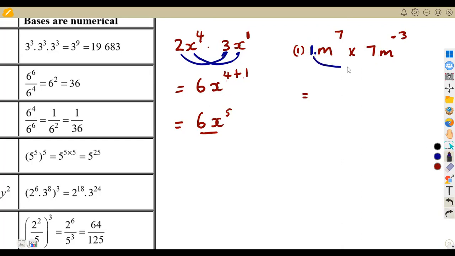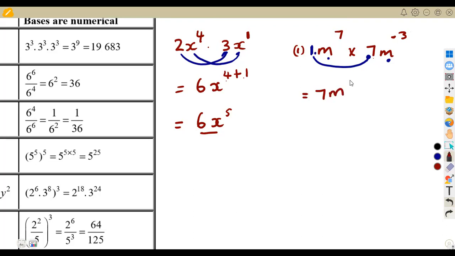So 1 multiplied by 7, that is 1 times 7, which is 7. Then you move on to the m to the exponent of 7, multiplying m to the exponent of negative 3. As you can see, these two are the same. So if they are the same and you are multiplying, you're going to add your exponents.